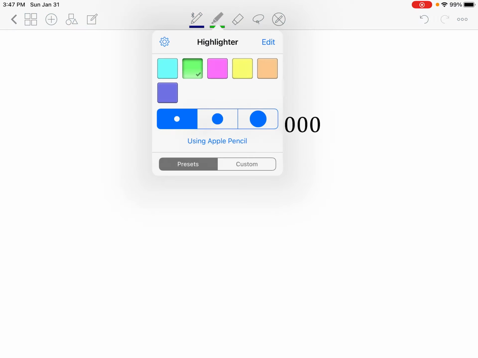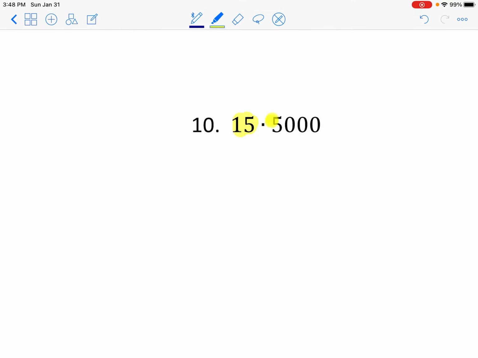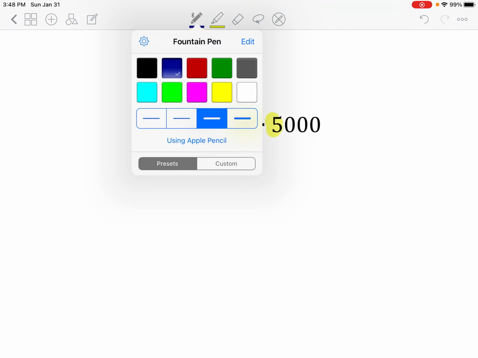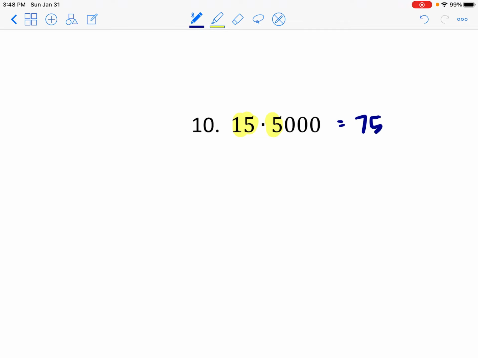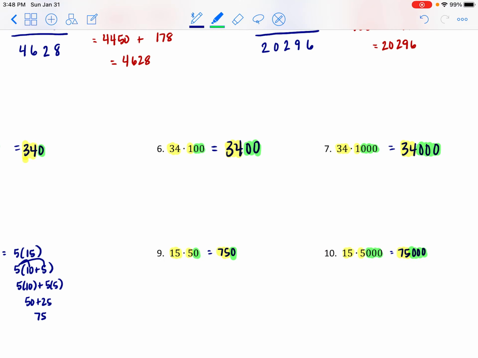Okay. Or 15 times 5,000. Again, we could multiply the 15 times the 5, which we just did. We said 15 times 5 was 75. And then if we have these extra zeros here, 1, 2, 3 of them, there's going to be 3 extra zeros in our answer. So 3 zeros there. So 75,000. Okay? And again, all could be confirmed with the calculator.